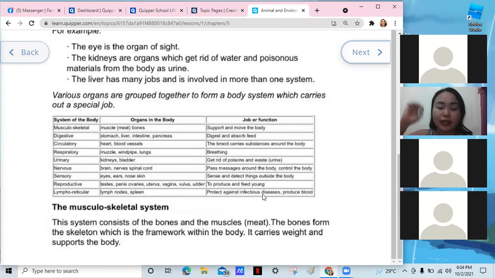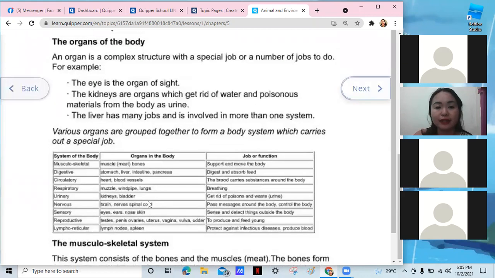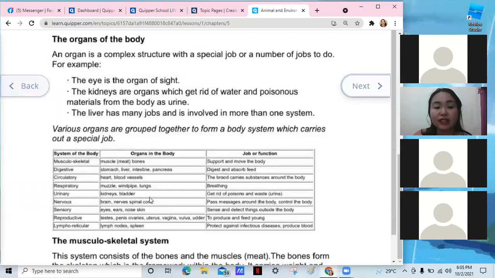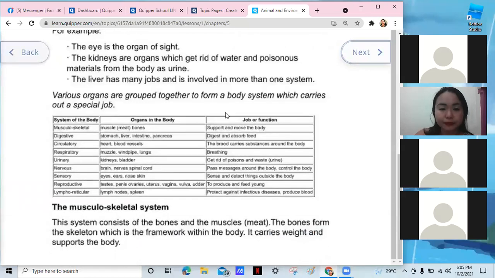So we've been talking na about the different organs of the animals. So it's very important to understand them, so we know how to cure them properly, no? And we've been talking about liver and kidney for a while. So these various organs are grouped together to form a body system which carried out a special job.